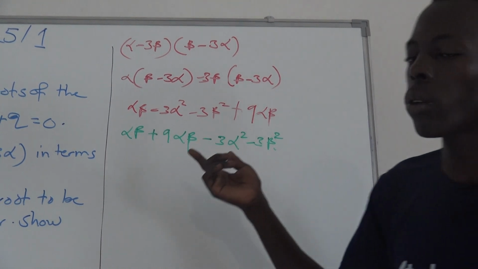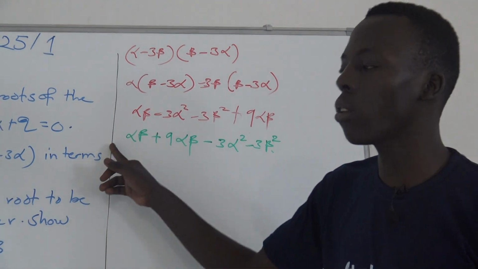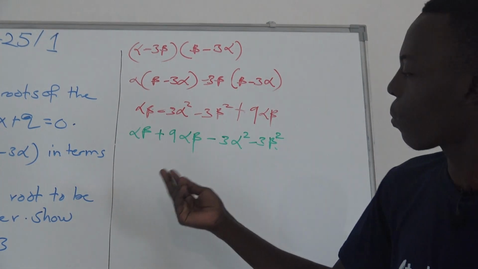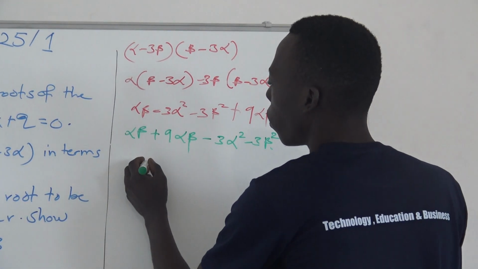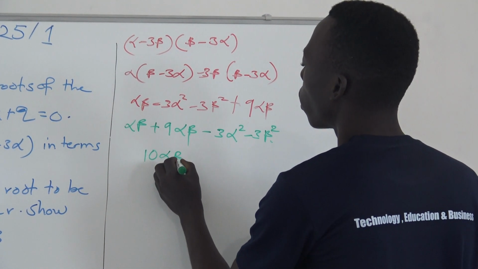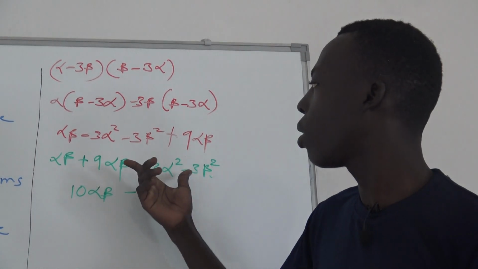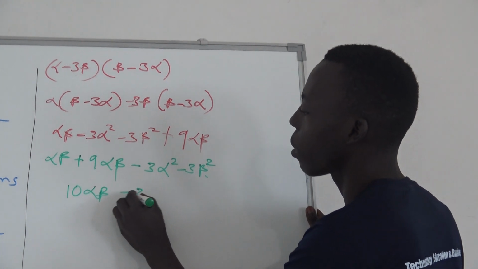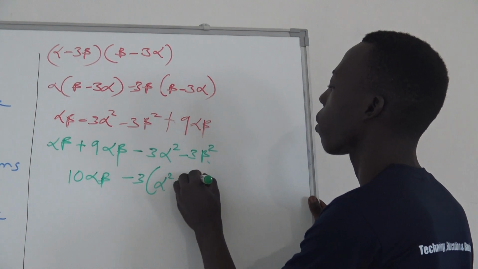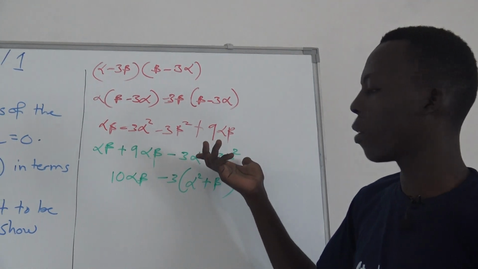After writing that and collecting like terms, we see that this one and this one have the same component of alpha beta, so we add them. We get 10 alpha beta, then minus. Here we factorize out the common factor, which is negative 3. So negative 3 into alpha squared plus beta squared, so that when I multiply back by the negative 3, I get something which is the same as that.